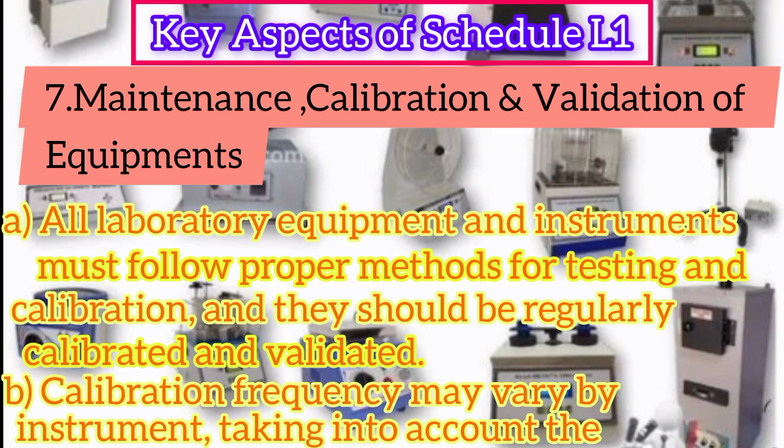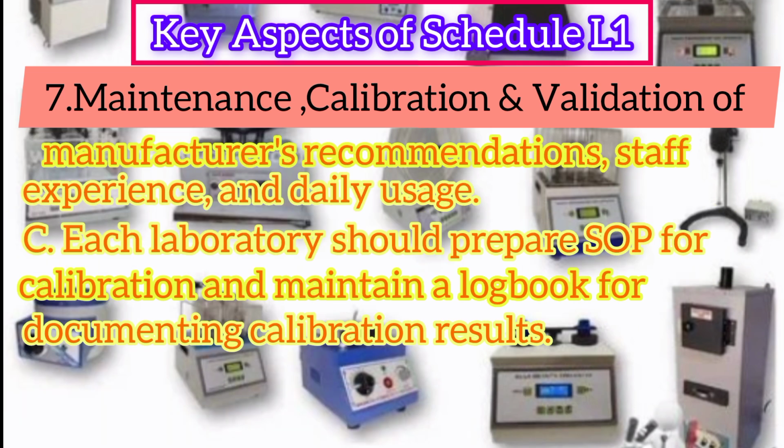A. All laboratory equipment and instruments must follow proper methods for testing and calibration, and they should be regularly calibrated and validated. B. Calibration frequency may vary by instrument, taking into account the manufacturer's recommendations, staff experience, and daily usage. C. Each laboratory should prepare an SOP for calibration and maintain a logbook for documenting calibration results.